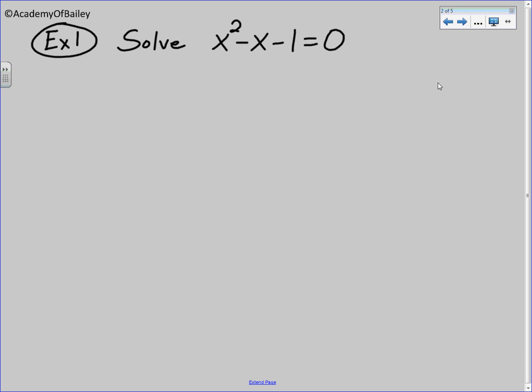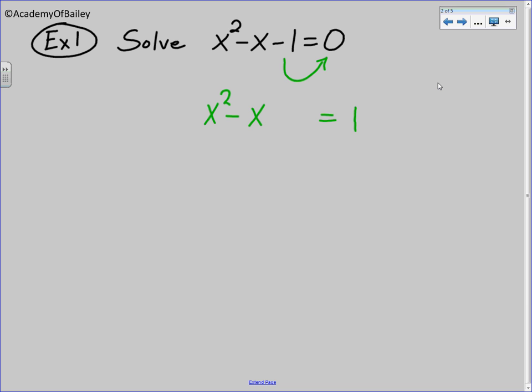Okay, completing the square. So there's some steps here that you may want to write down if it helps you out. First step is to send -1, or send the number without a variable, to the other side. Basically what we're trying to do is get the x squared term and the x term on one side and the numbers without variables on the other side.